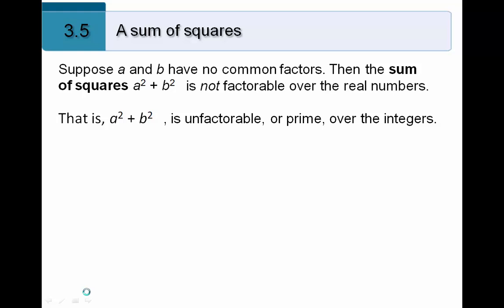Suppose a and b have no common factors. Then the sum of squares, a squared plus b squared, is not factorable over the real numbers. That is, a squared plus b squared is unfactorable or prime over the integers.